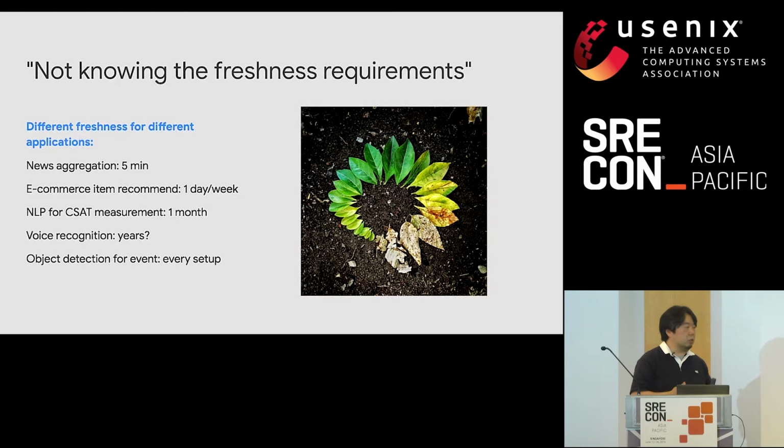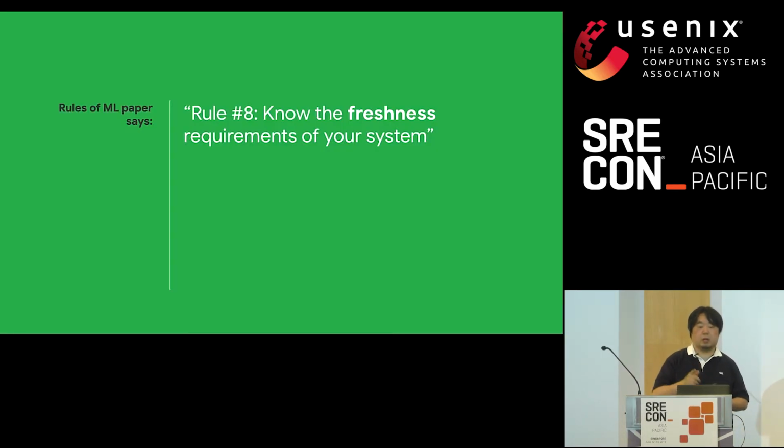You also want to know the freshness requirements before building your machine learning systems, because each business has different requirements for freshness. For example, news aggregation sites, if they are using machine learning models, may want to retrain the model every 5 or 10 minutes. Or if it's a recommendation system for an e-commerce website, then maybe it could be just every day or every week to retrain the model. Natural language processing or voice recognition doesn't require much higher frequency on retraining. But anyway, you have to know what the frequency is at which you have to rebuild the machine learning models. So the ML paper says, know the freshness requirement of your systems.